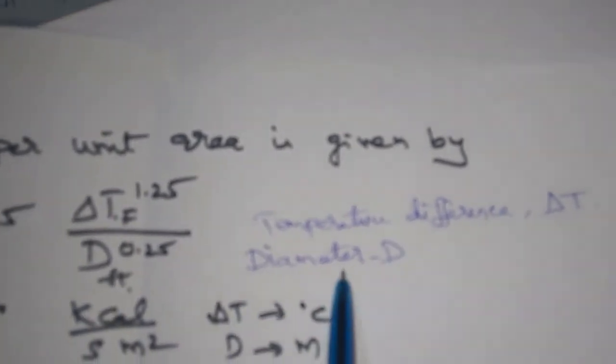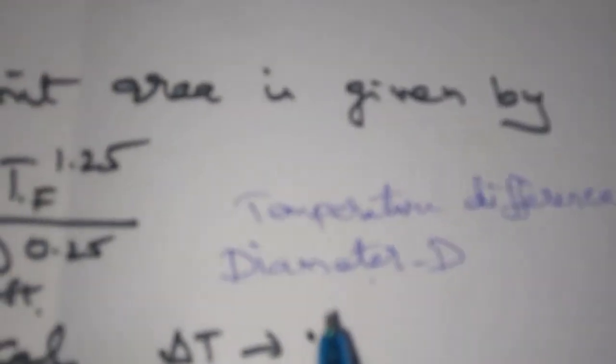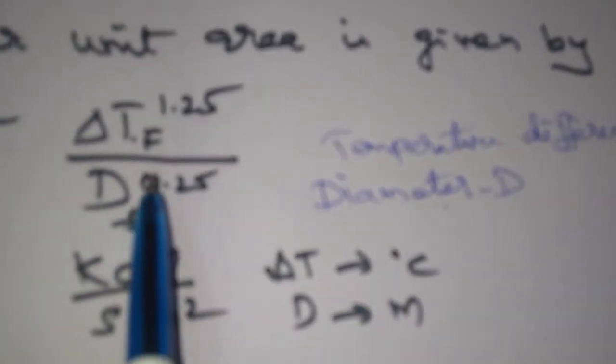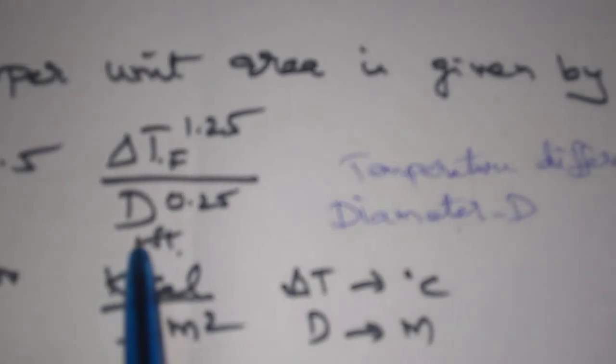One correction I want to make: I think somewhere I told D is distance, but it is the diameter of the pipe. So that correction we should note. Delta T is temperature difference, D is diameter. So whatever expression we have, delta T is temperature difference and D is diameter.